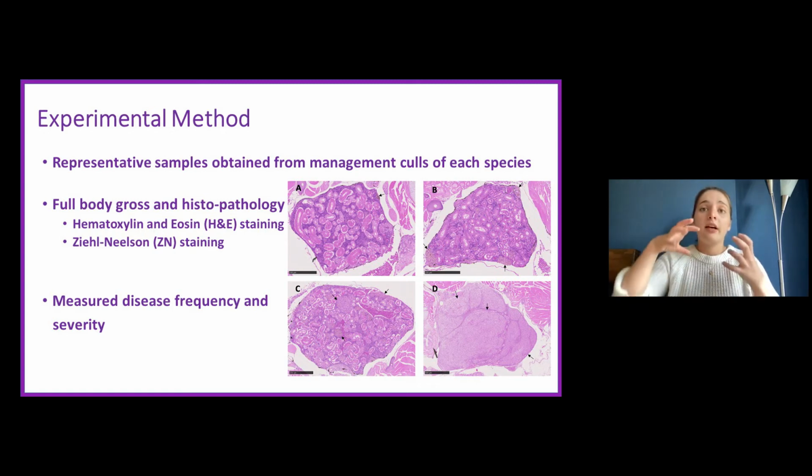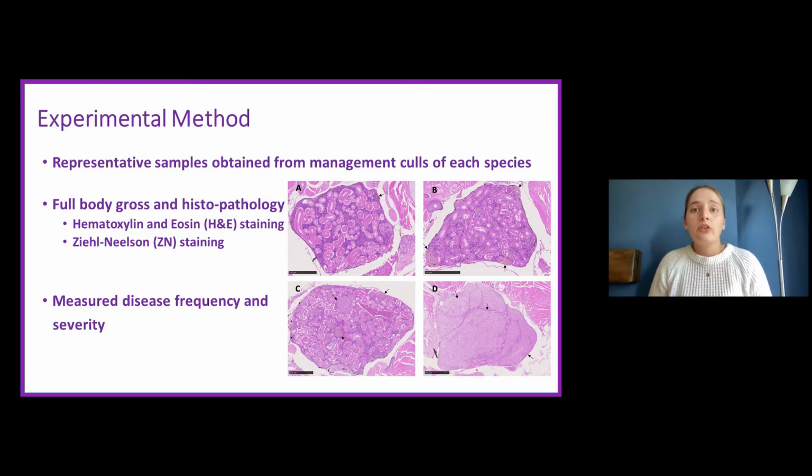Experimentally, we carried out a full body histopathology on representative samples from the management culls of the 4 species studied, which included Girardinichthys viviparus, Ilyodon whitei, Betta splendens, and Nothobranchius sainthousei. These samples were used to estimate the true prevalence as well as the impact of mycobacteriosis. And management culls were used as these animals had no visible signs prior to euthanasia.